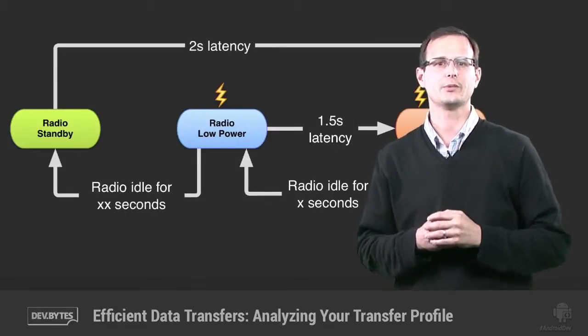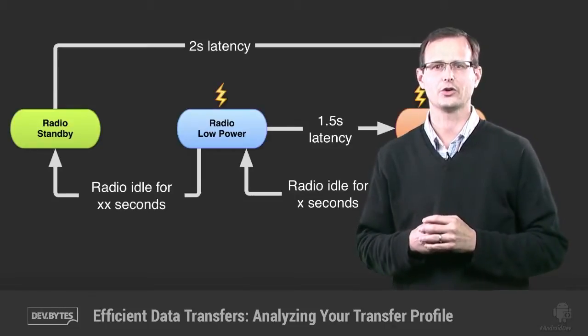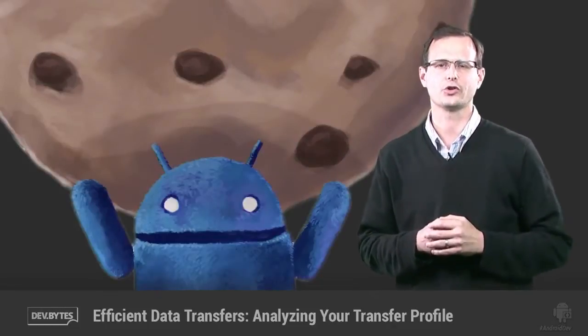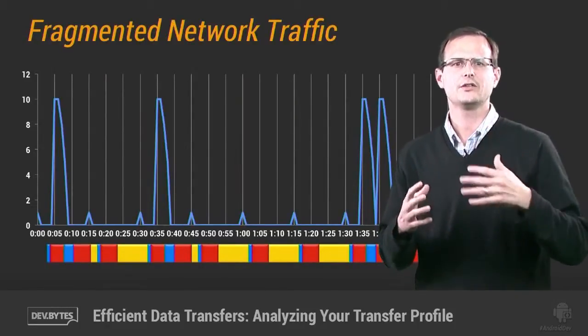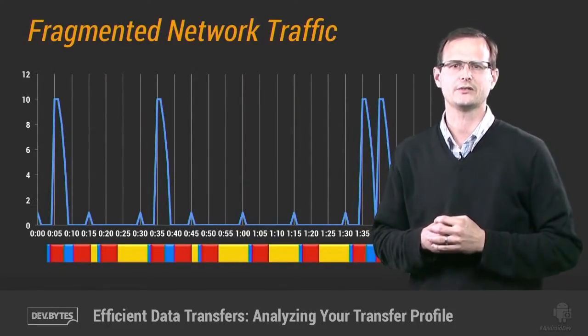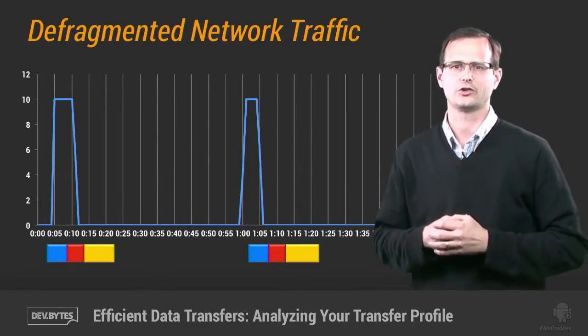As you may have already seen in my DevByte on understanding the cell radio, it's good practice to use the big cookie approach to data transfers to avoid a fragmented network traffic profile that keeps the cell radio powered up indefinitely, in favor of minimizing the number of radio state transitions.